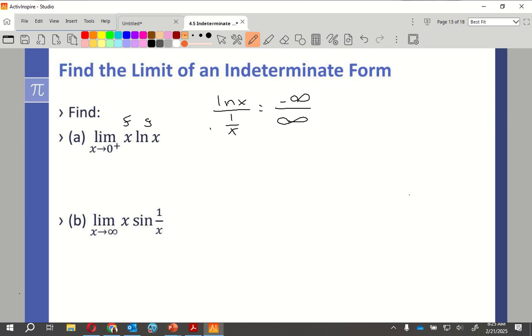What's the derivative of ln x? 1 over x, okay? And on the bottom right here, I could rewrite that as x to the negative 1, right? Take the derivative, I get a negative 1 over x squared, because the derivative turns into negative x to the negative 2, like that, right? That's my derivative of x to the negative 1. And I rewrote it like this.